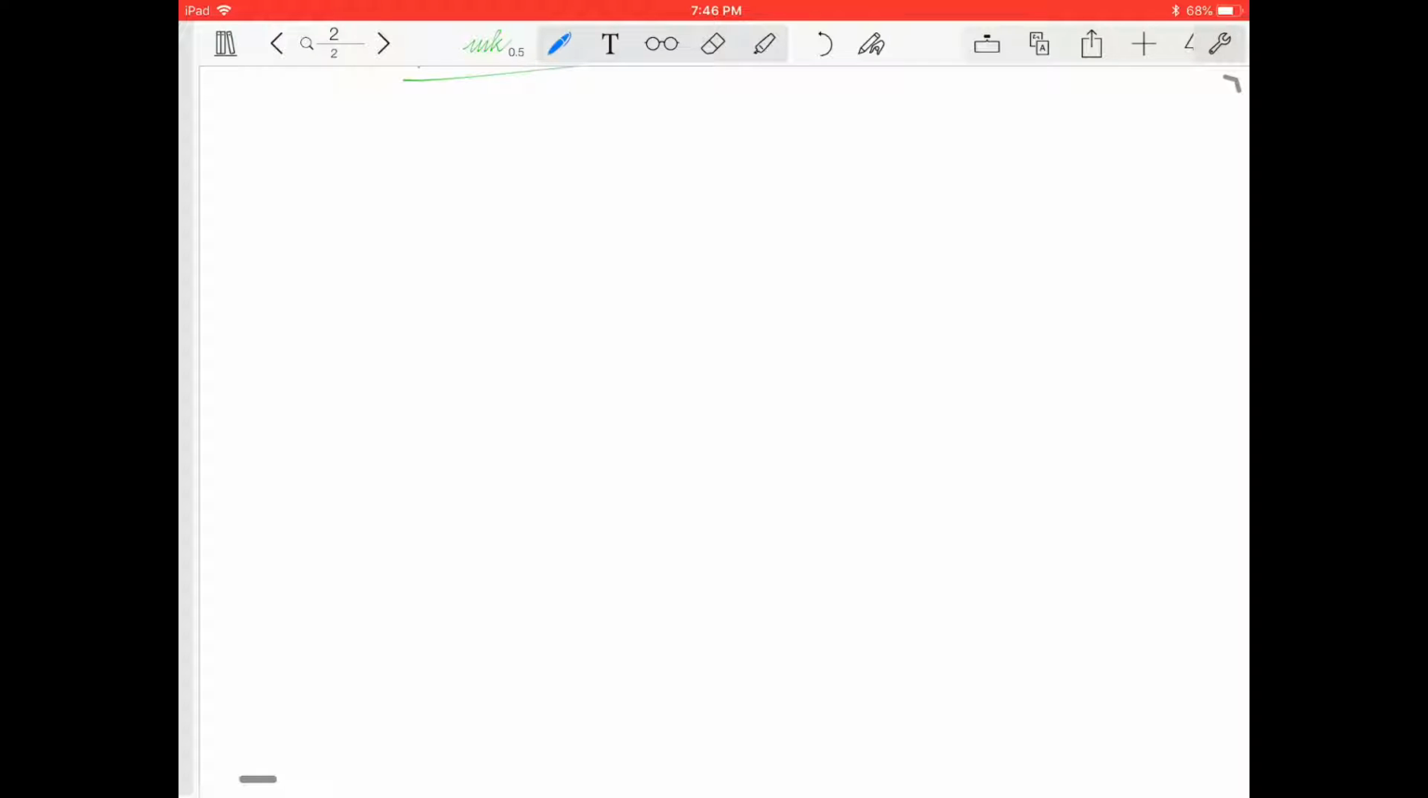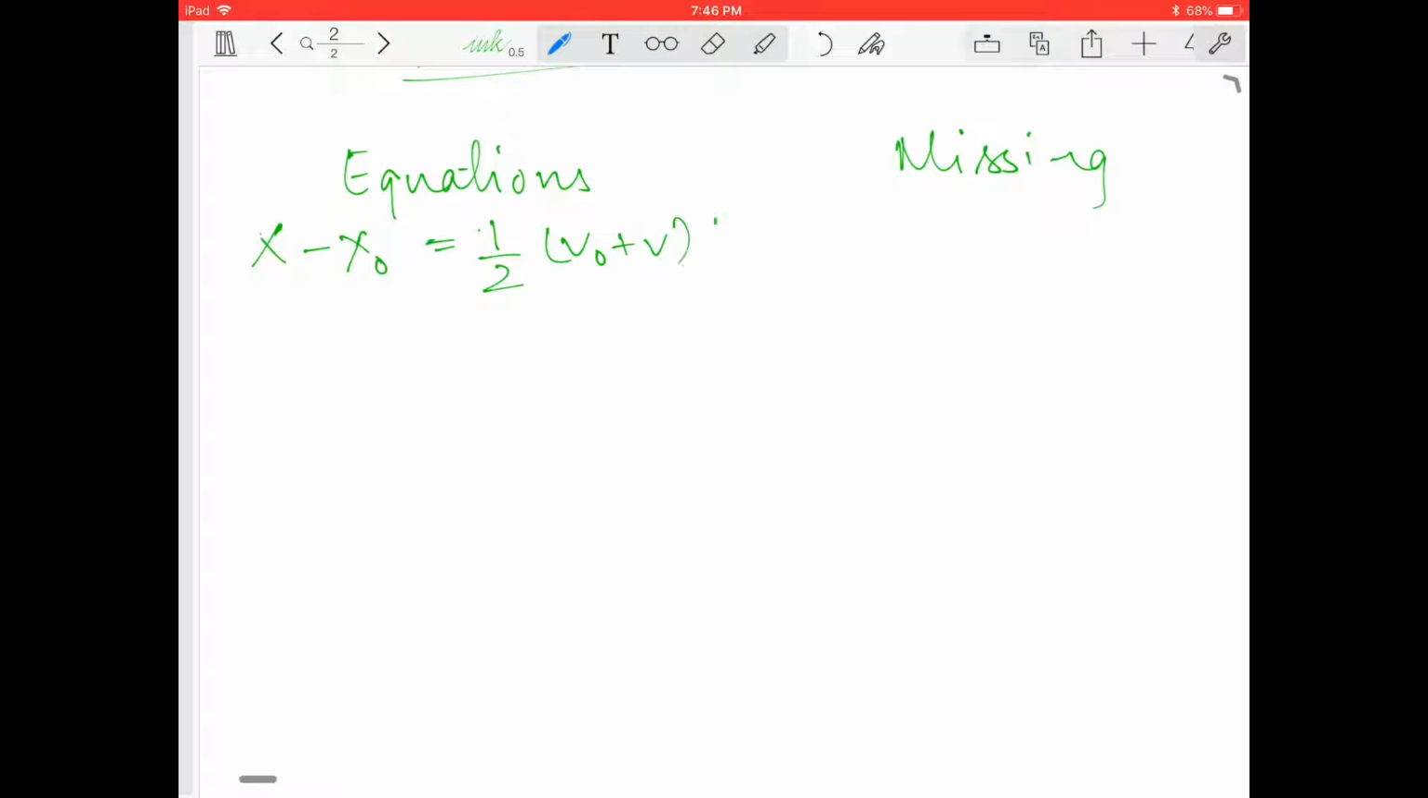So the average velocity formula, the kinematic equations, and the missing variables. We have x minus x naught, or x initial, equals 1/2 v initial plus v times t. In this case the acceleration is missing. So if you are trying to find acceleration, don't even think about this particular formula. Then v equals v initial plus at. In this equation, displacement is missing, which would be x minus x initial, or change in x.